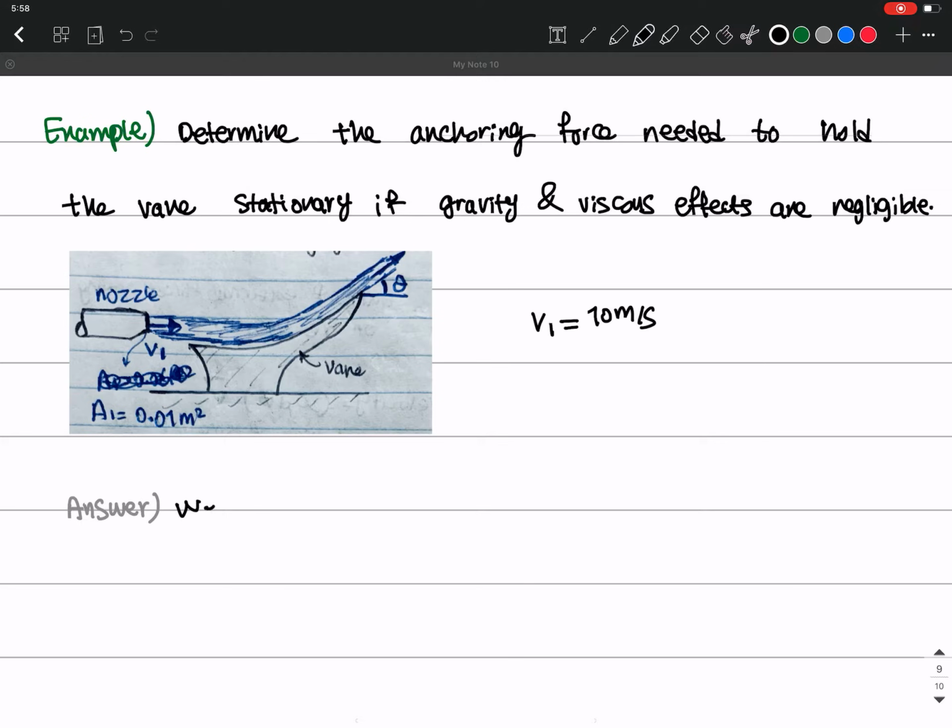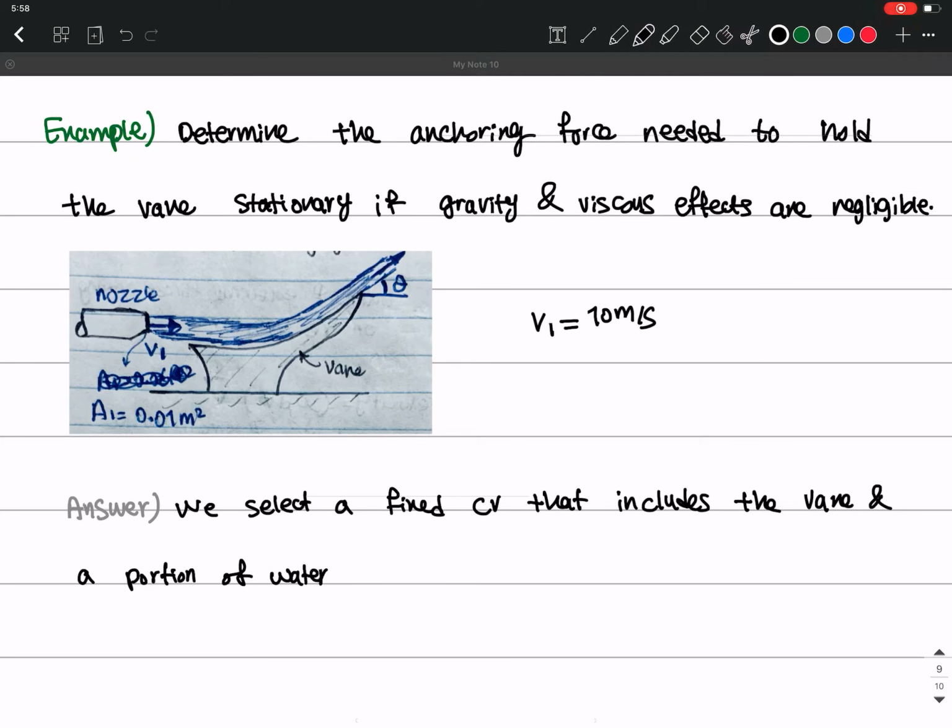So we select a fixed CV, a fixed control volume in space, that includes the vane and a portion of water.